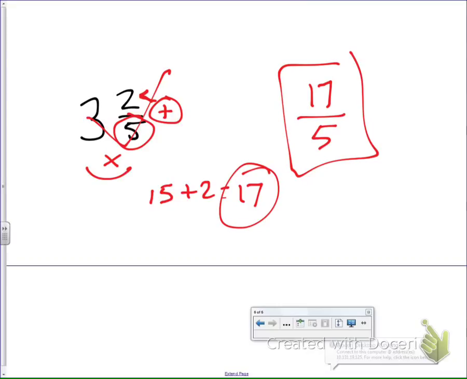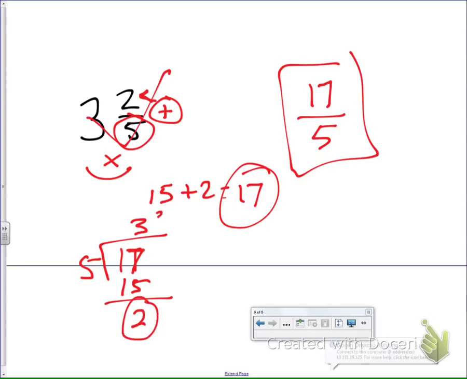If I wanted to go back just to practice the skills we were just talking about, I would divide it out, put my top number inside, 17 divided by 5. I know 5 goes into 17 3 times for 15. My remainder is 2, so that becomes my new numerator, and my denominator stays a 5, and there I'm back at my 3 2/5. So that's kind of an easy way of going back and forth between mixed numbers and improper fractions.